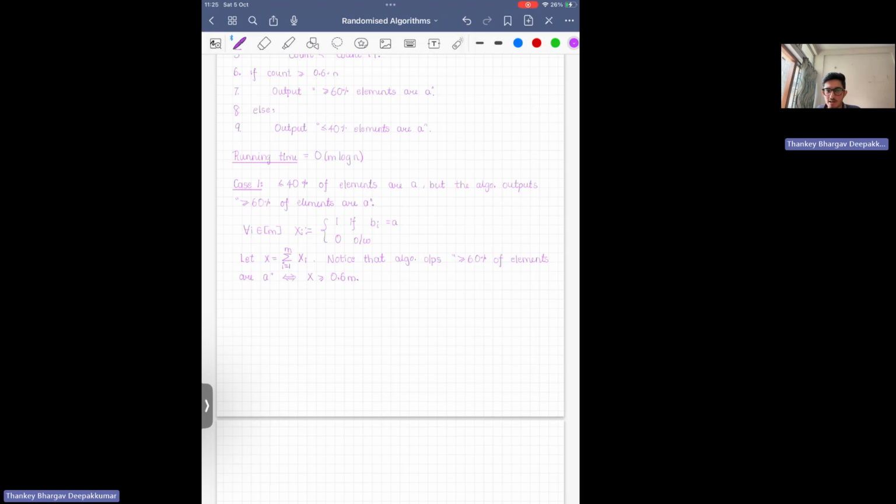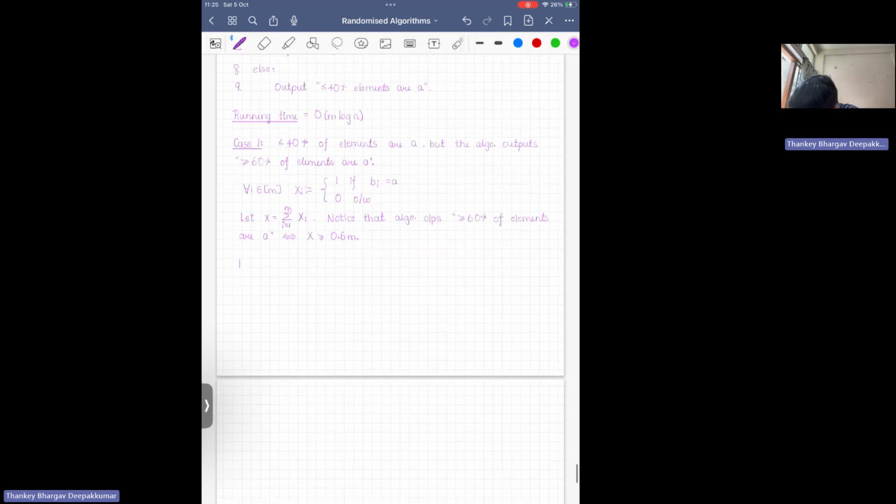So we can use Markov's, Chebyshev's, or Chernoff. For all three of them, we require the mean of x, but for Chebyshev we also require the variance. So let's find these out.